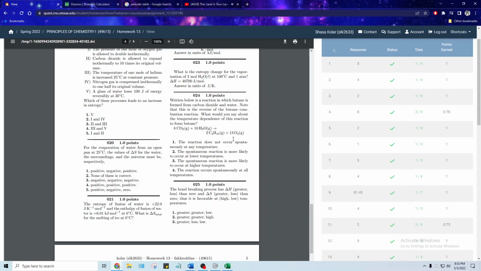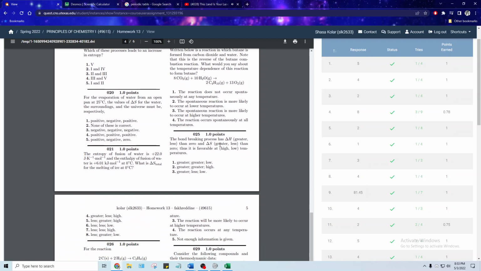Delta H negative, delta S negative is spontaneous lower than the equilibrium temperature, and delta H positive, delta S positive is spontaneous higher than the equilibrium temperature, which is really not confusing at all, but it kind of makes sense a little bit if you really think about it, but I'm not going to. So that's the reason from our notes. Anyway, the bond breaking process has delta H greater than 0 and delta S greater than 0. Thus it's favorable at high temperature.